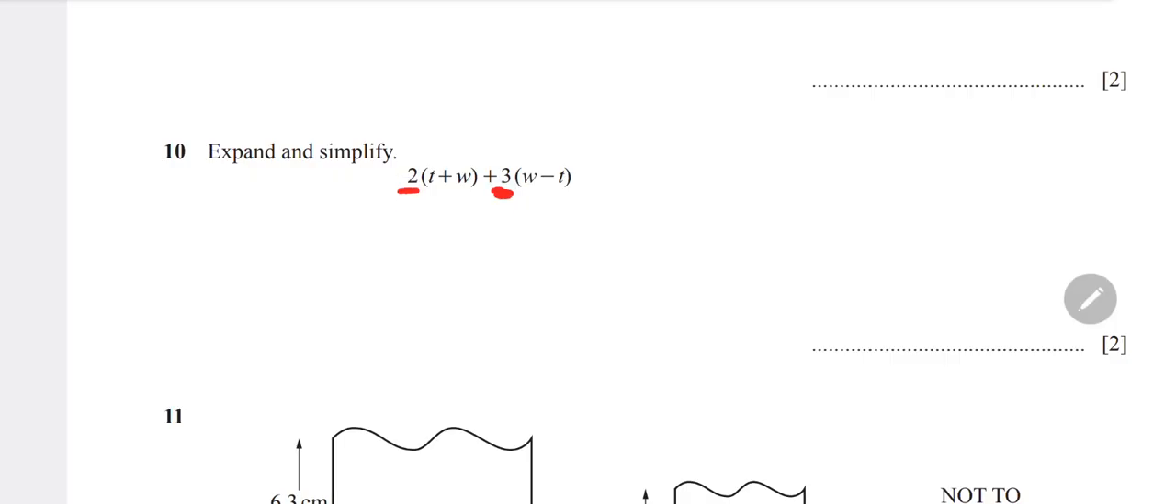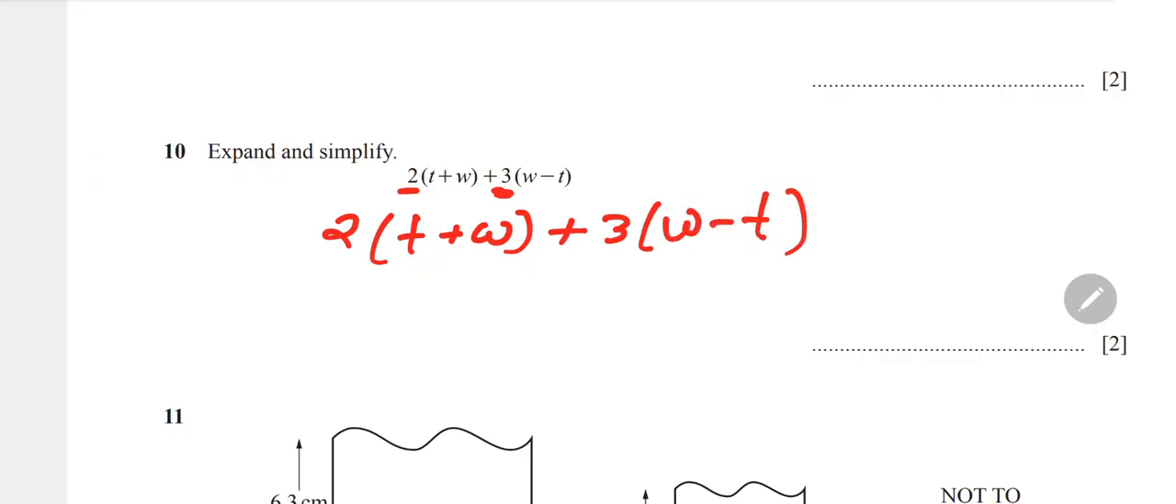2, 3, 2, 2 must be multiplied by both. When we open the door, it means we open the bracket. How? 2 multiplied by t is 2t. I can use it directly as 2t.